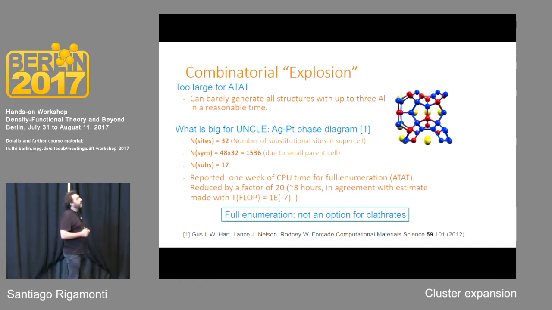Also, what about UNCLE? UNCLE is another cluster expansion code. There is this reference here for a crystal of 32 sites, 17 substitutions, with a number of symmetries that is much larger than for this system, for instance, and it takes around 8 hours already for this size. So for 46 sites, we are lost.